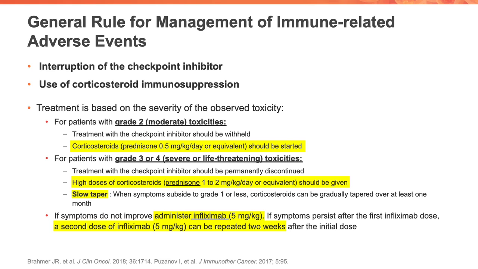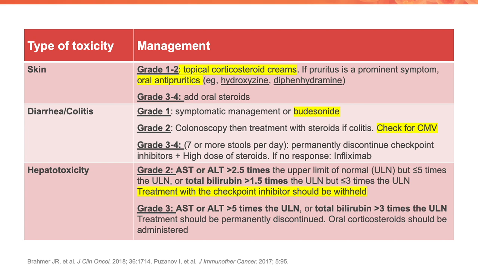If symptoms do not improve after administering a high dose of corticosteroids, you can certainly consider giving another type of immunosuppression with infliximab, 5 milligrams per kilogram. If symptoms persist after the first infliximab dose, you can give a second dose of infliximab, which is another 5 milligrams per kilogram, and that can be repeated 2 weeks after the initial dose. And now we're going to talk about the specific systems that can be affected with the immune-related adverse events.